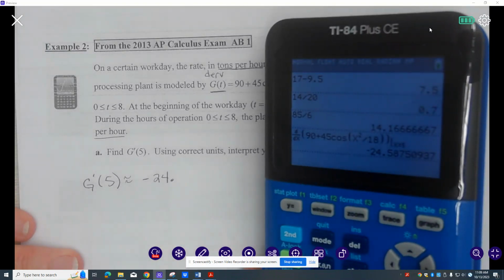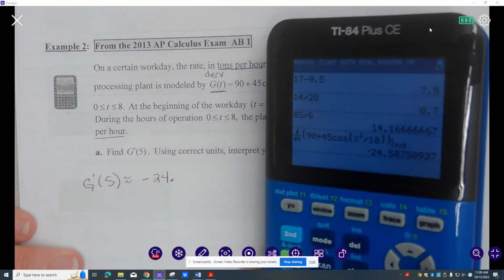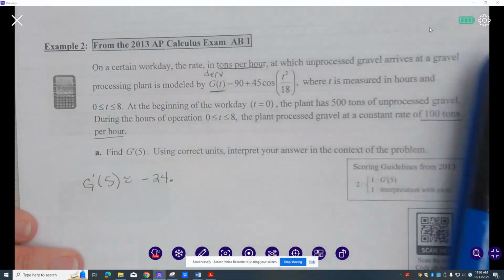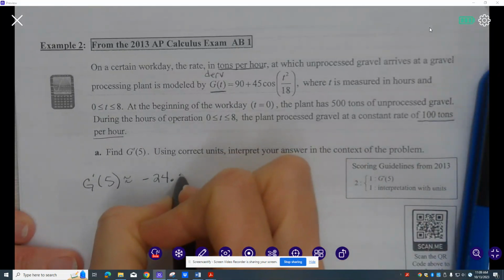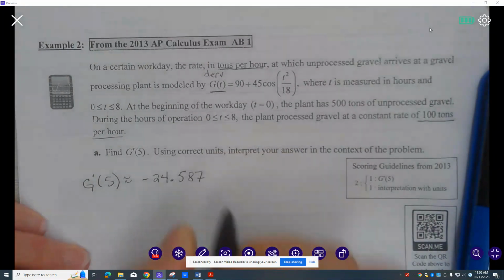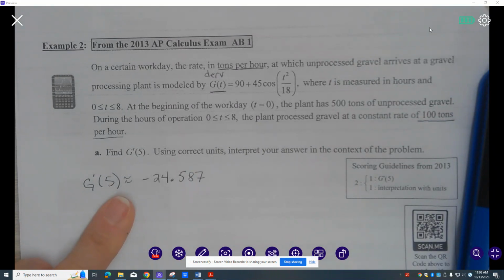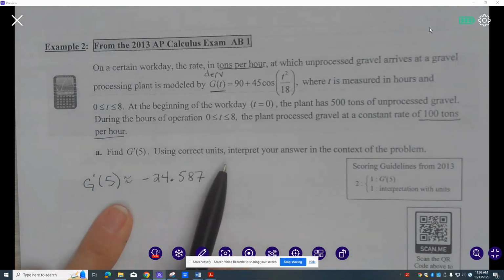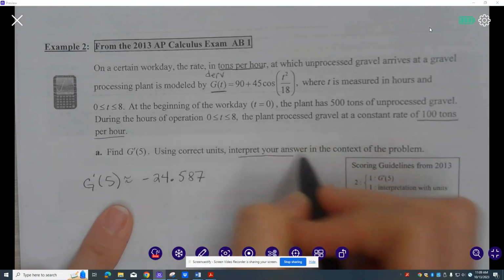0.5875, you need 3 decimals, either rounded or truncated. So 0.587 or 0.588. I'm just going to do the truncated. Okay, so that would get you the first point. All right, and then the second point would come from interpreting your answer in context.